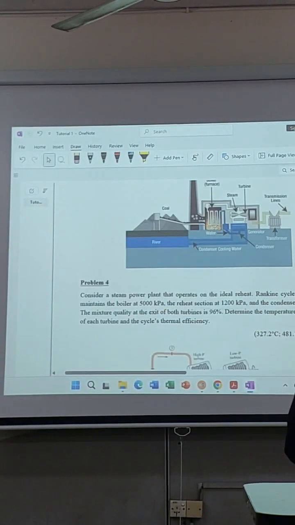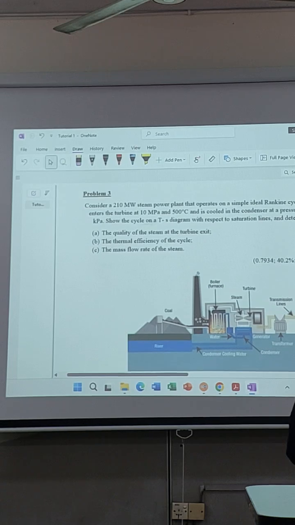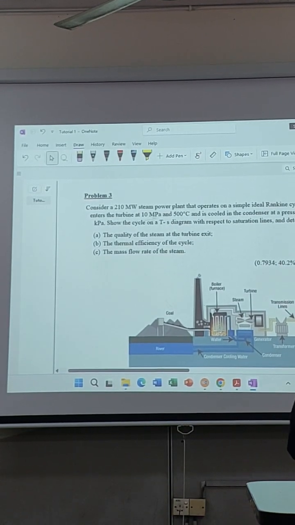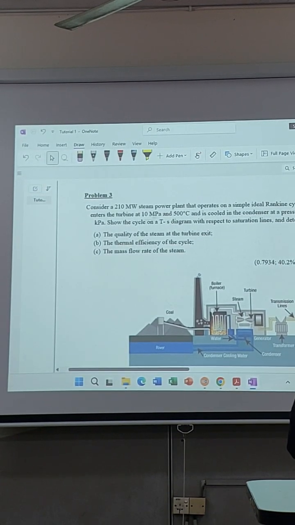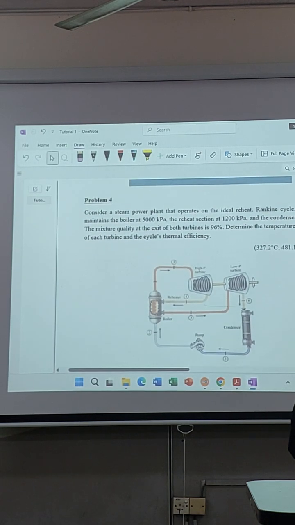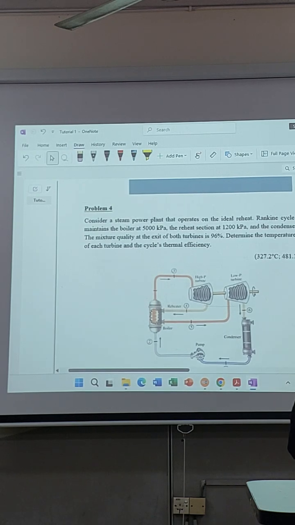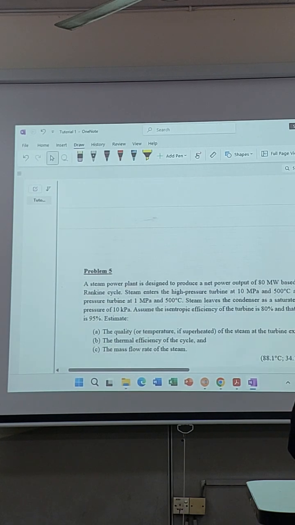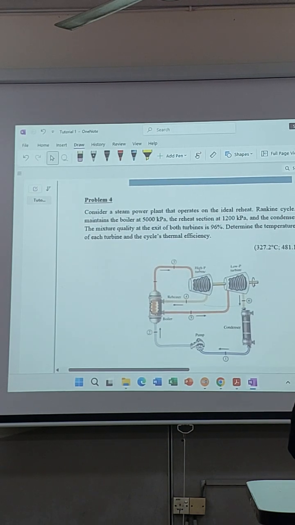Okay, so problem 3 and problem 4 are still similar types of questions, so I will leave them for you to try. Problem 3 is a simple ideal cycle, just another ideal cycle. It will be closer to the example that we did in lecture, so you can try this out and practice. Problem 4 is also another repeat cycle. I think 4 is very similar to your example.